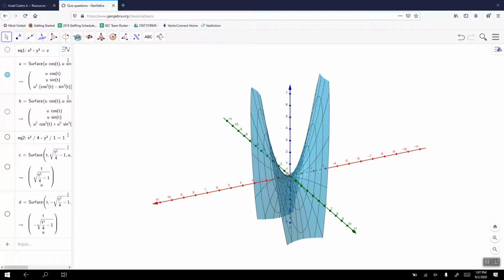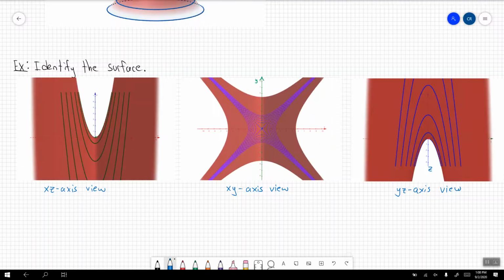So we're now going to identify some of these surfaces that we will be working with. All right. So I'm going to go back to the whiteboard and write down the names and the equations. Okay, so before we move on, I want to identify the surface. The surface is a hyperbolic paraboloid.